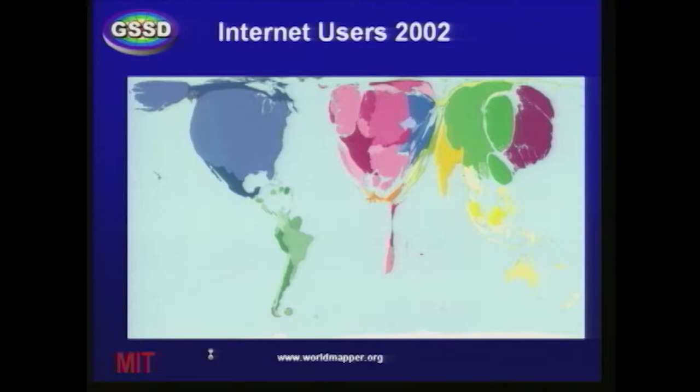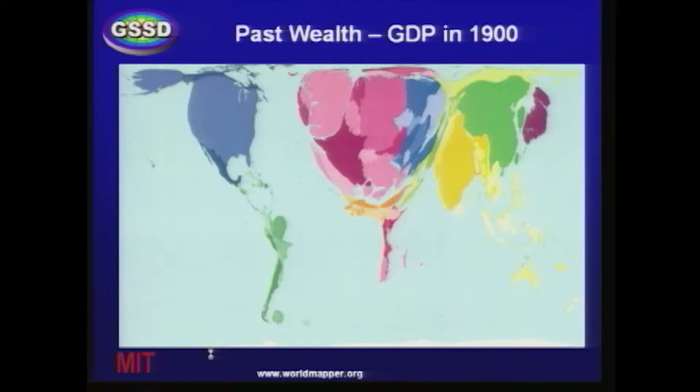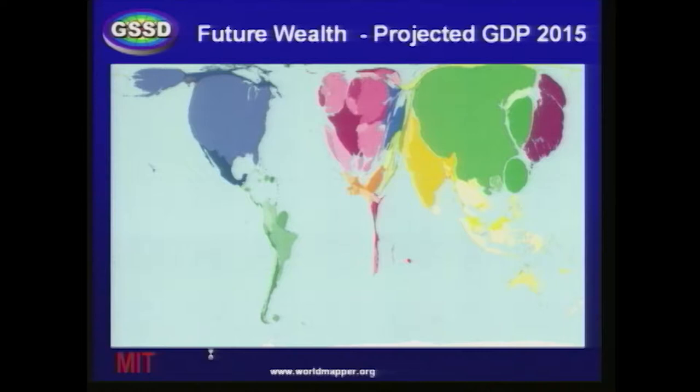A couple more things before we move on to the political realities. Think of these as just descriptors: the past wealth, the carbon emissions, and the future wealth. This is the wealth of the globe at the beginning of the last century. This is the wealth, the carbon emissions, and you see that it's not too difficult. And this is the wealth of the globe in 2015 projected. There's a big green chunk in there that was not anticipated before.